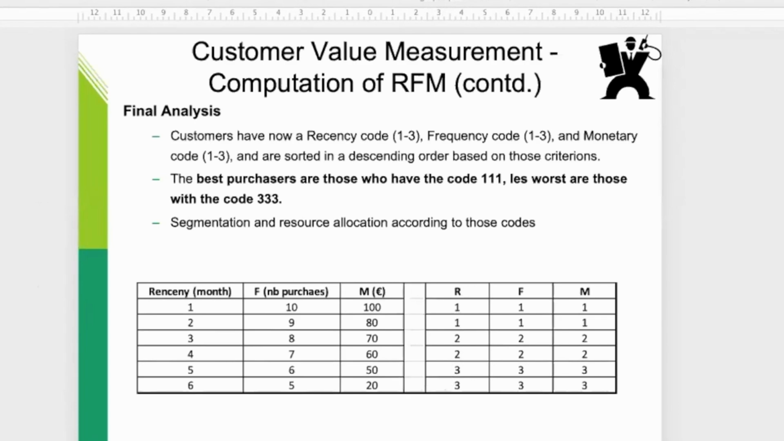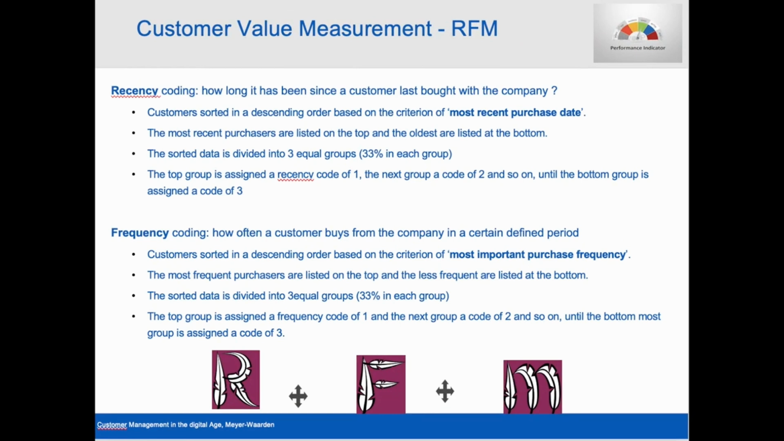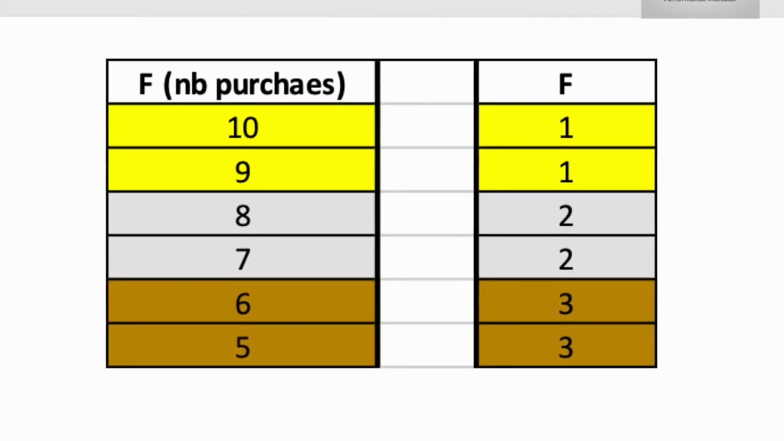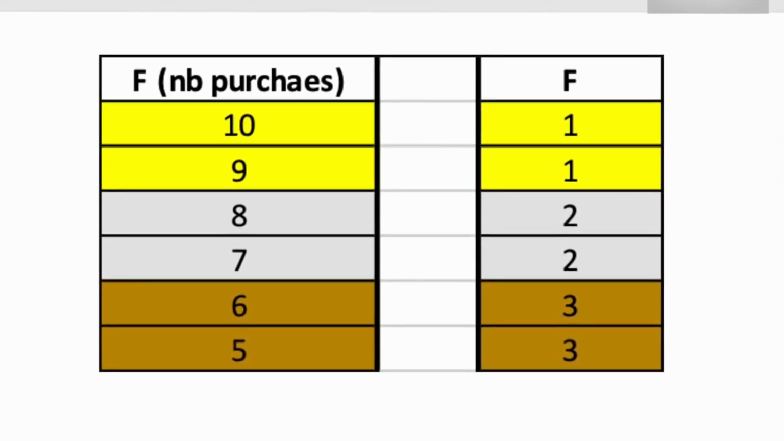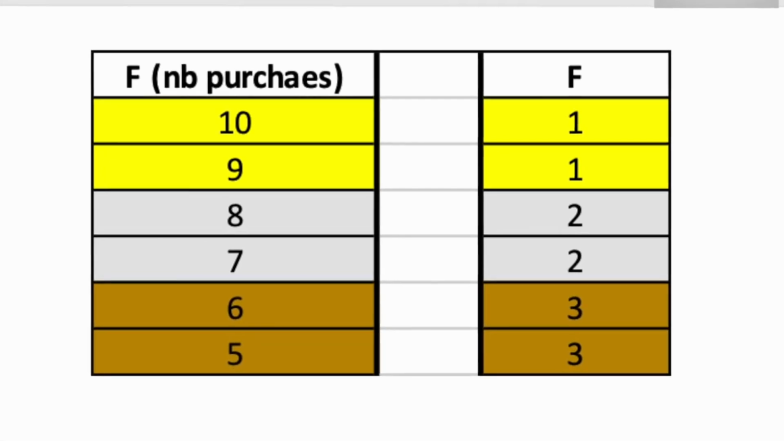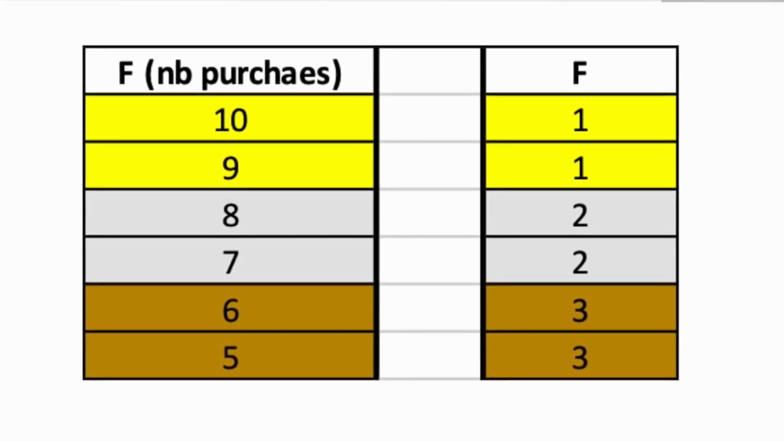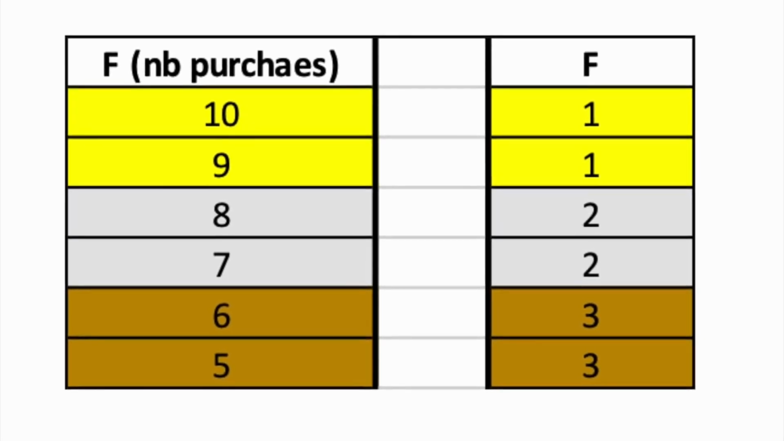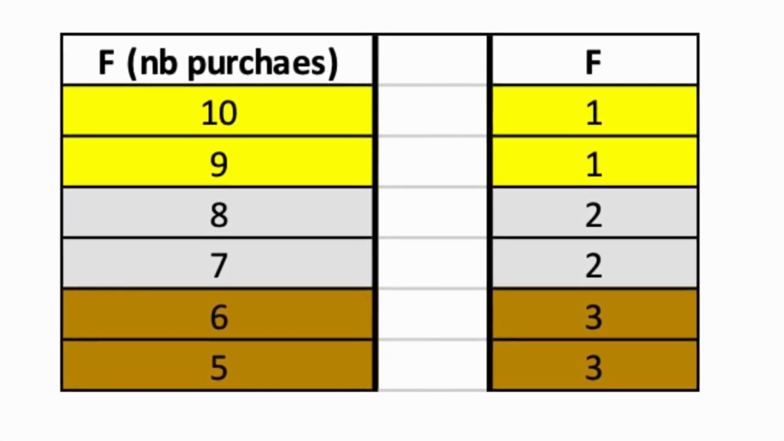Again, I repeat, you have the best customers here, medium customers, and low recent or inactive customers. The next step is to do the same thing for frequency. Frequency means how often a customer buys from the company in a time period. So you will sort the customers in your database in descending order, and you will have the highest purchase frequencies at the top of the database. And the customers who buy less frequently are placed at the bottom of the database.